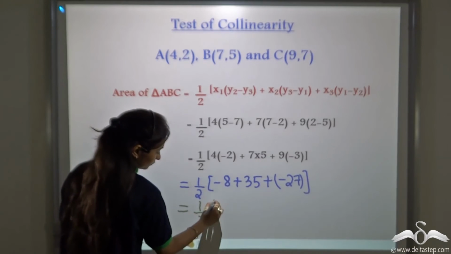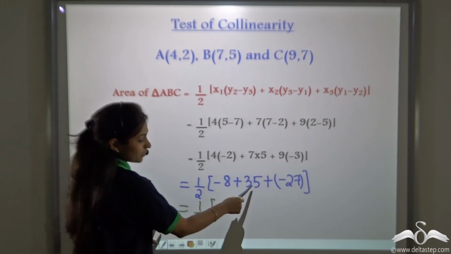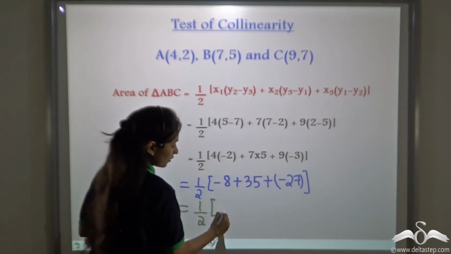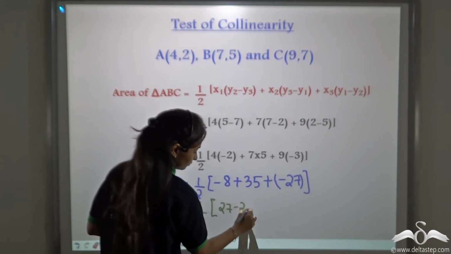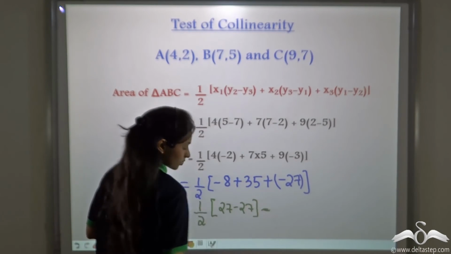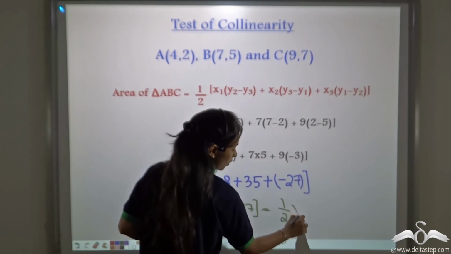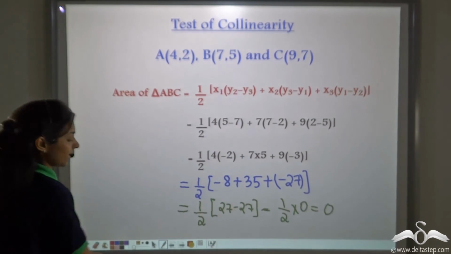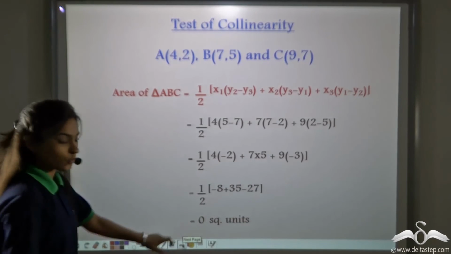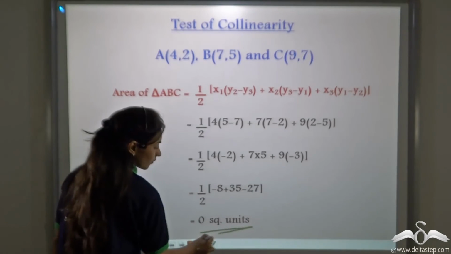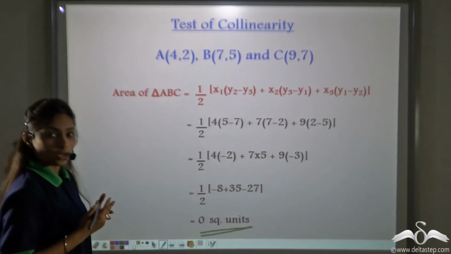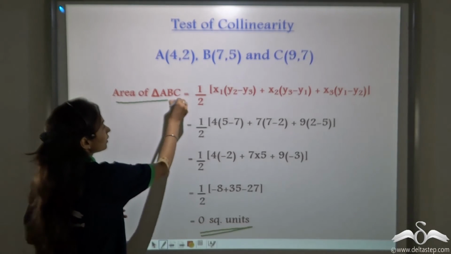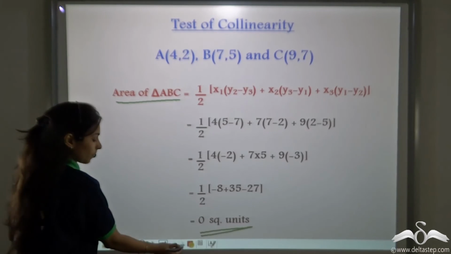So half into minus 8 plus 35 is 27, and 27 minus 27 is what? 0. So half into 0 is what? 0. So we have seen that we got the area of triangle ABC as 0 square units. That means the collinearity of 3 points A, B and C is verified using the area of triangle ABC.